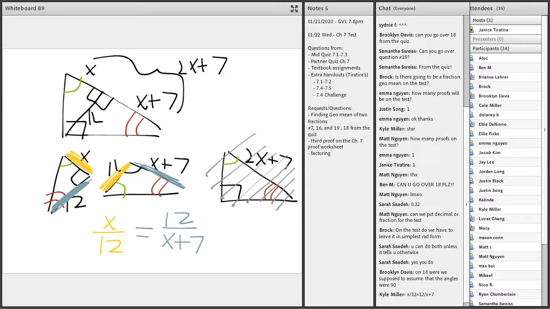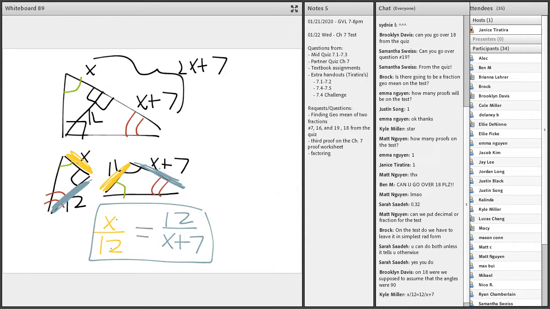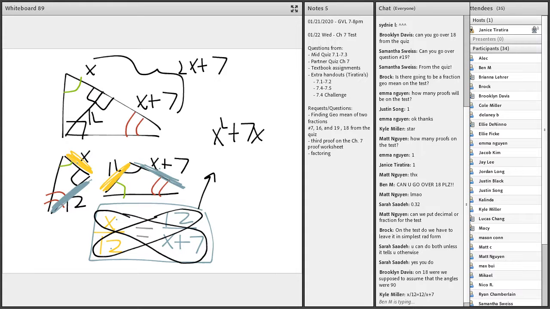So I always go left to right, top to bottom, left to right, top to bottom. So here's your situation. We need to solve it, so we need to cross multiply and go from there. So I'm going to cross multiply. So let me hide that part. Okay, if I cross multiply, I'm going to get in one of the diagonals x squared plus 7x, and then the other diagonal is equal to 144.